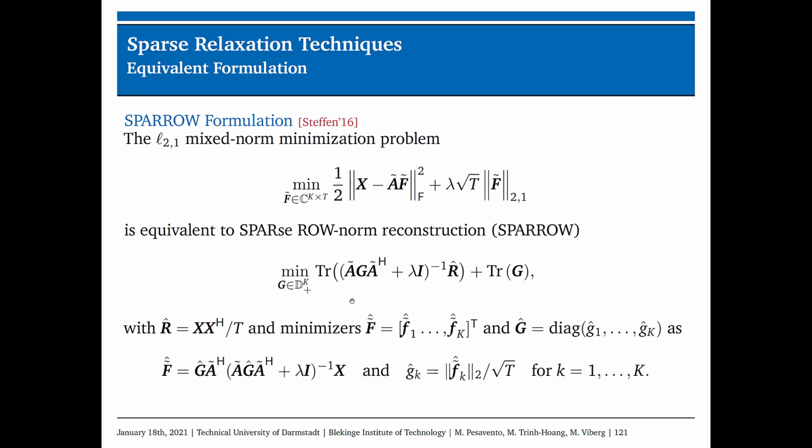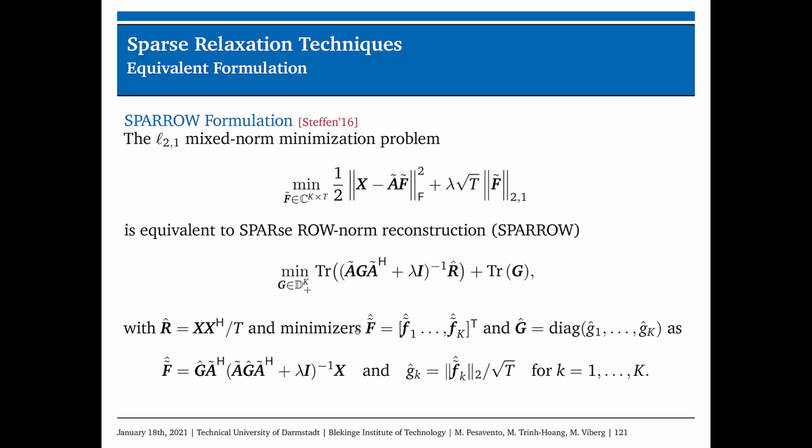We minimize the trace of an inverse of A G A Hermitian plus lambda identity multiplied with the sample covariance matrix R, and we add the trace of the matrix G, where the non-negative K times K diagonal matrix G is the optimization variable.